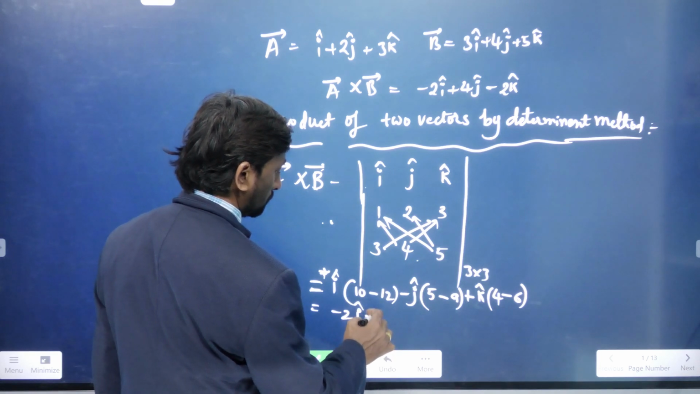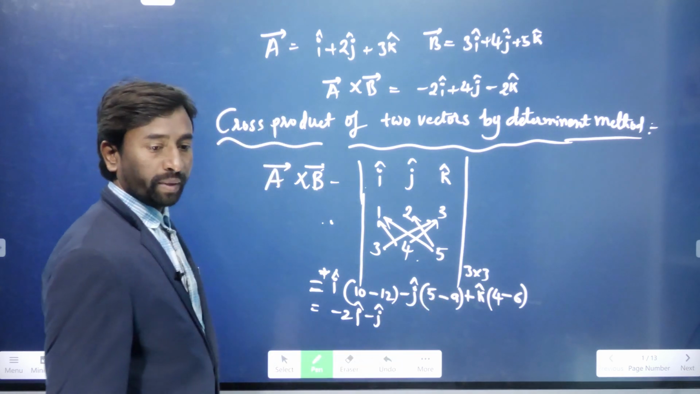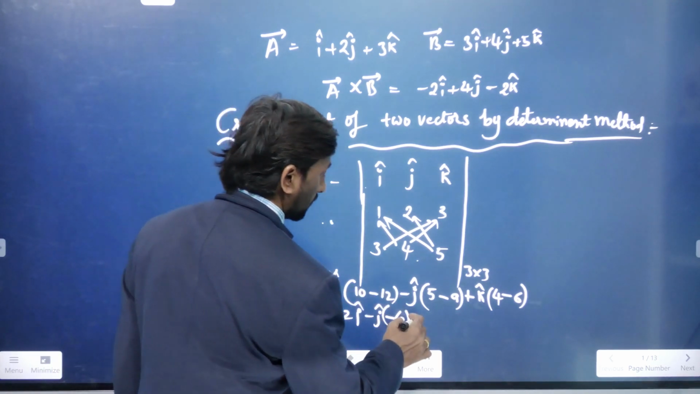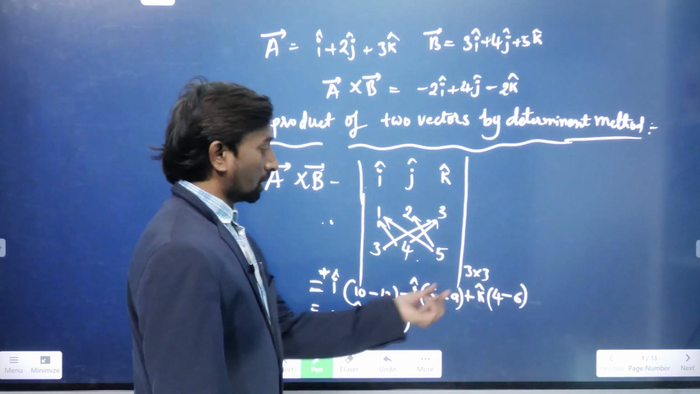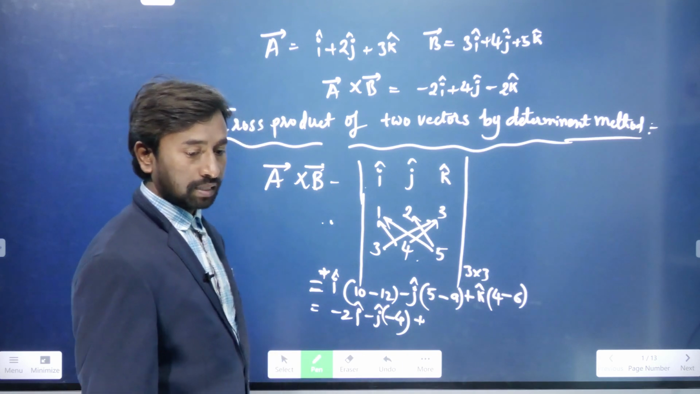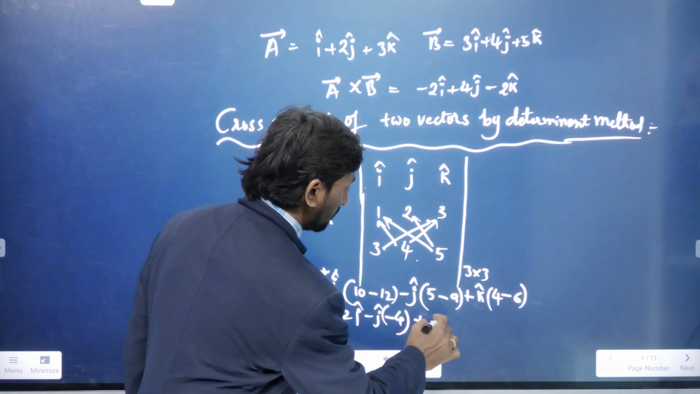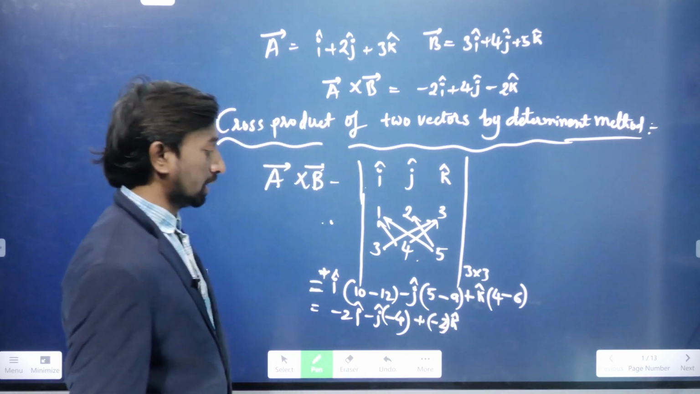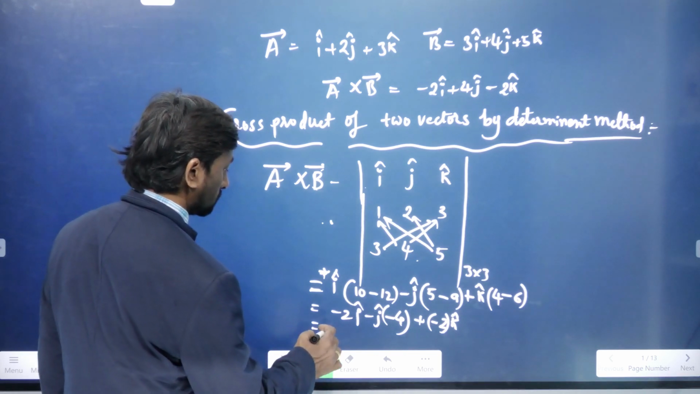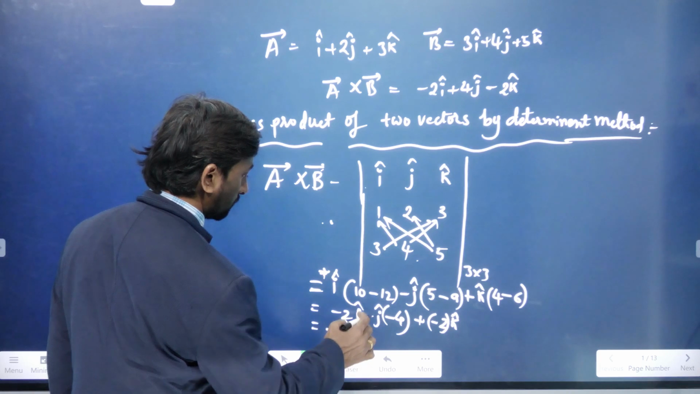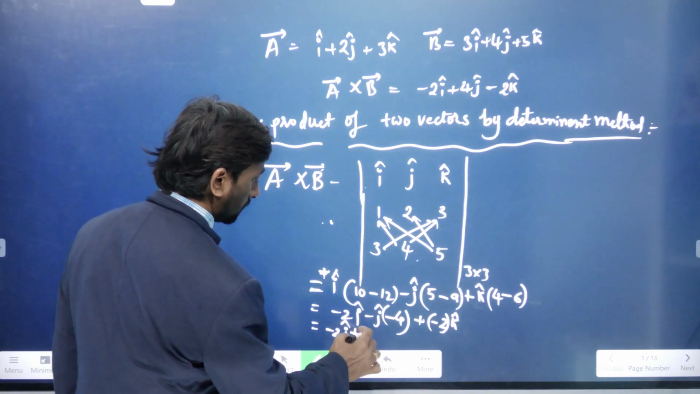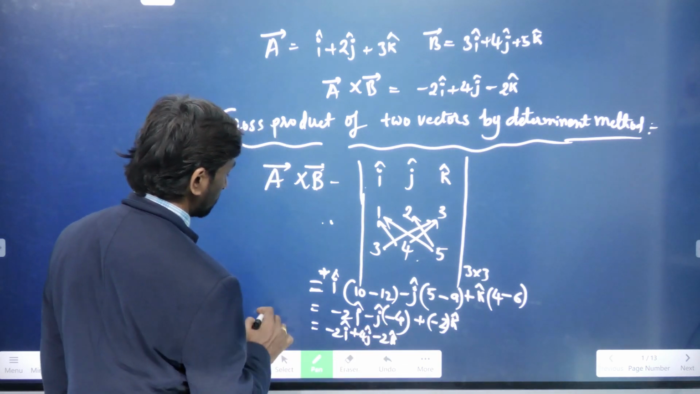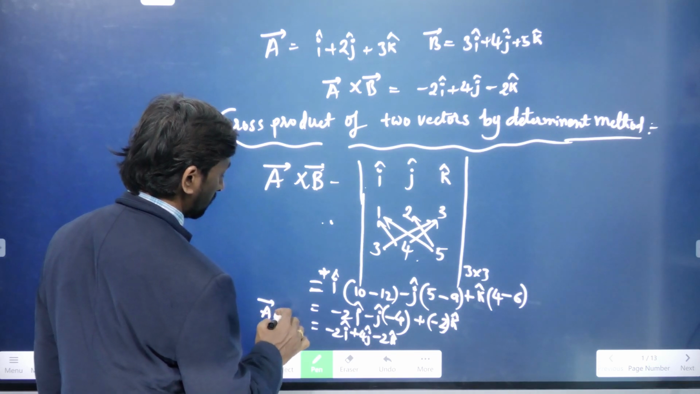So here minus j into 5 minus 9, we will get minus 4. Plus k cap into 4 minus 6, we will get minus 2 k cap, so k into minus 2. So now we will get the equation like this: minus 2 I cap, minus into minus here plus 4 j cap and here minus 2 k cap. So this is the A bar cross B bar.